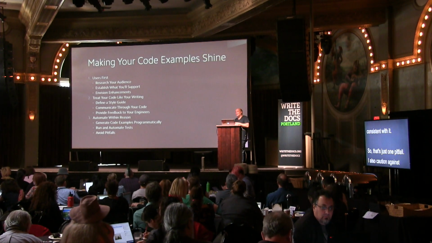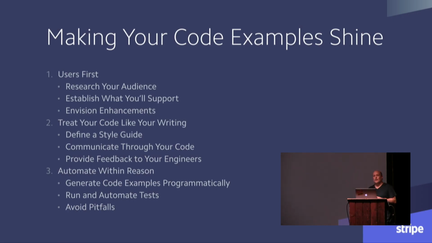So, there you have 28 minutes of what we figured out at Stripe for making your code examples shine. Start with your users, treat your code like you're writing, and then automate within reason.